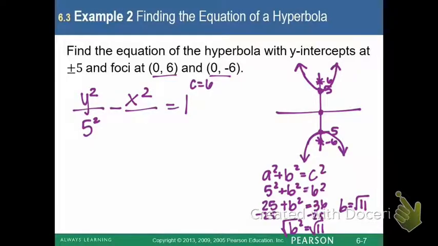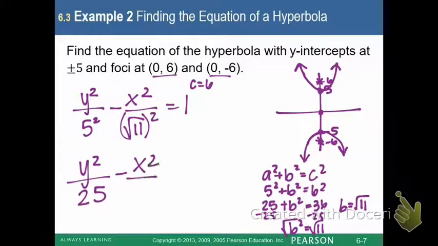So when I go to plug that back in here, remember it'd be root 11, but I'm squaring it, because it has to be b squared. So my equation is y squared over 25 minus x squared over 11 equals 1.